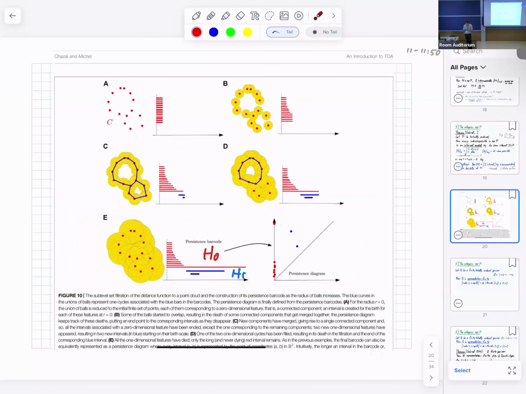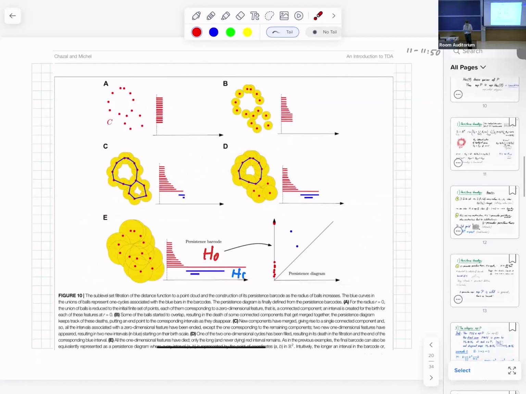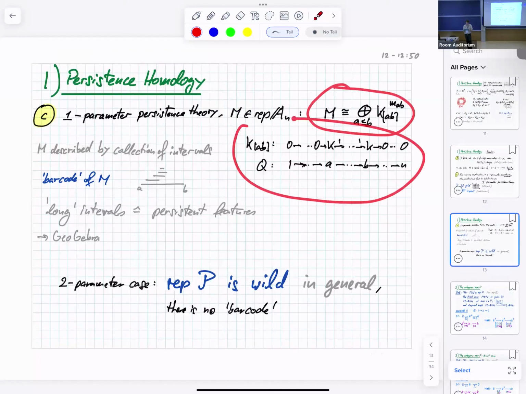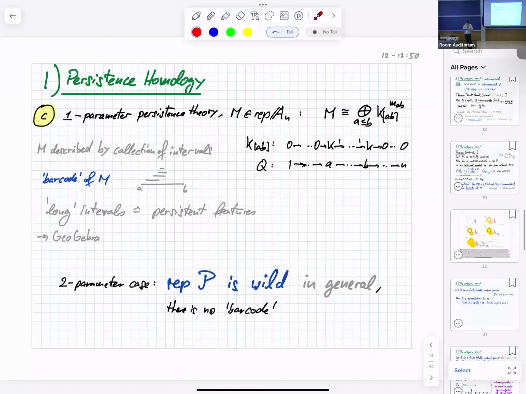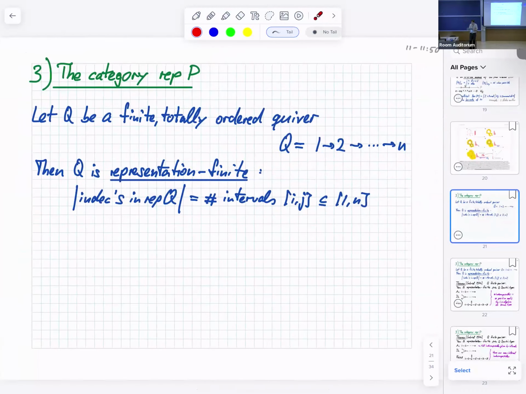So we are finally back to have a really concrete understanding of that thing. What does that mean? And here are my interval modules. Okay, so let's go a little bit further.